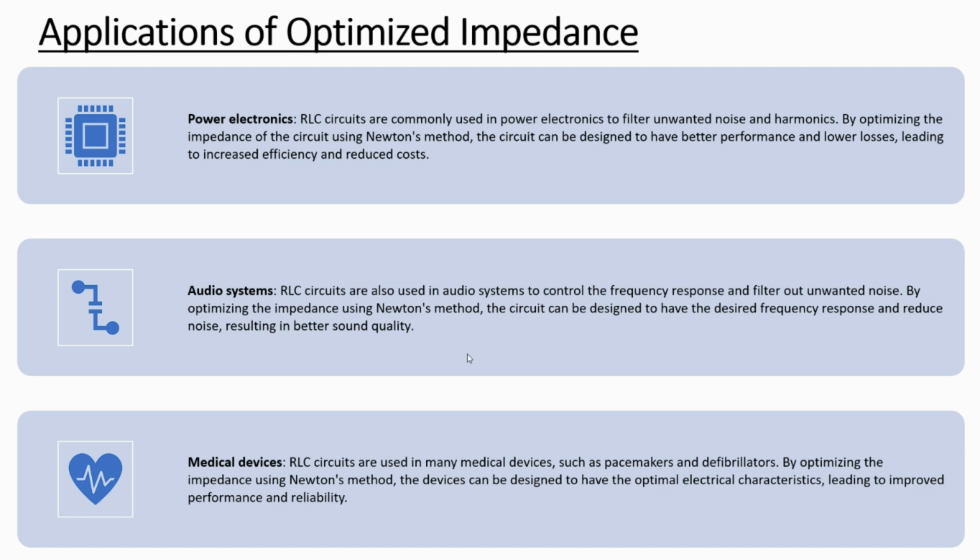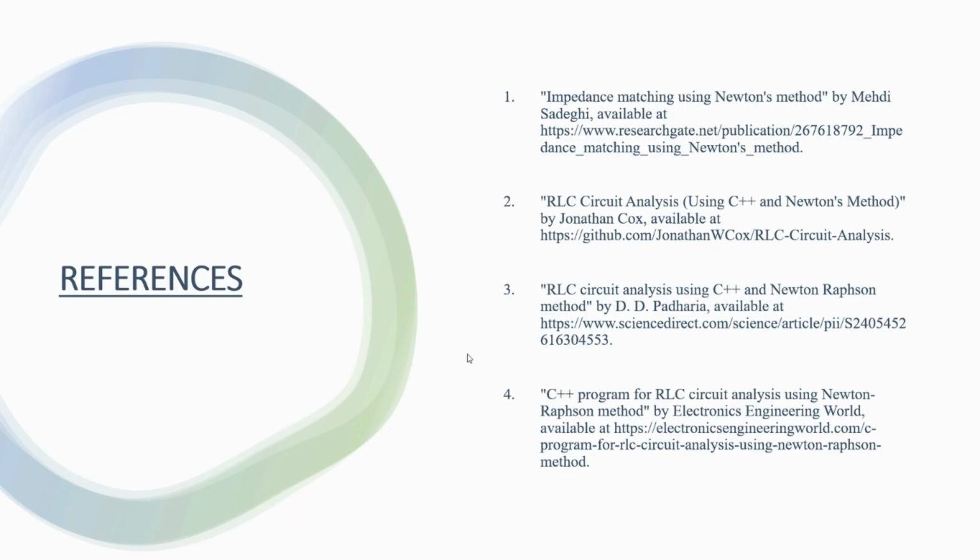The applications of optimized impedance in RLC circuits. The first application is power electronics. RLC circuits having optimized impedance are commonly used in power electronics to filter the unwanted noise and harmonics. In audio systems, RLC circuits having optimized impedance are used to control the frequency response and filter out unwanted noises. Medical devices: RLC circuits having optimized impedance are used in many medical devices such as pacemakers and defibrillators. These are the points I covered in order to get familiar with Newton's method and C++ coding.